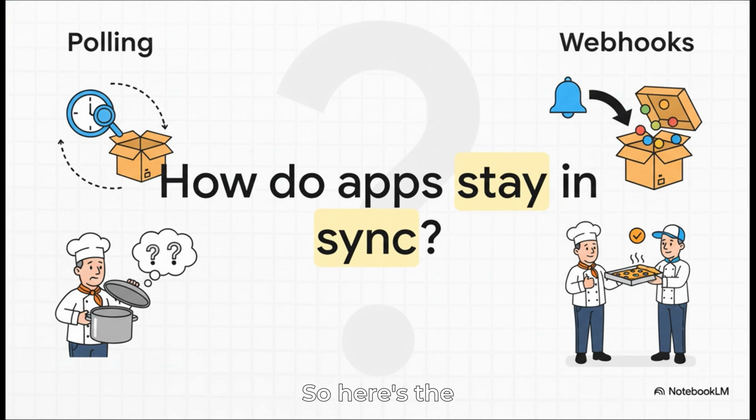So here's the fundamental problem, right? The one every developer has to solve. How does one app know that something important just happened in another app? Keeping all that data lined up and synchronized across different systems, man, it's one of the trickiest parts of building software today. So how do we actually do it?